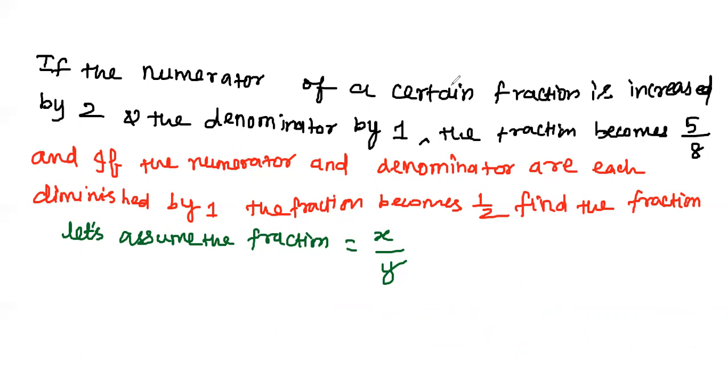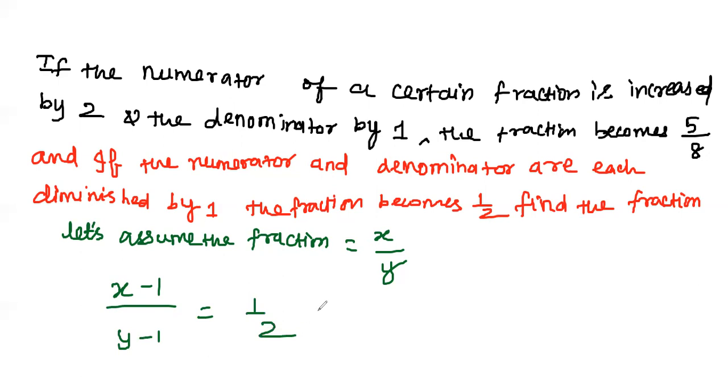How will you write after diminishing? Diminished by 1, then the fraction is 1 by 2. So x by y equals 1 by 2. x minus 1 upon y minus 1 is equal to 1 by 2. Are you getting it?